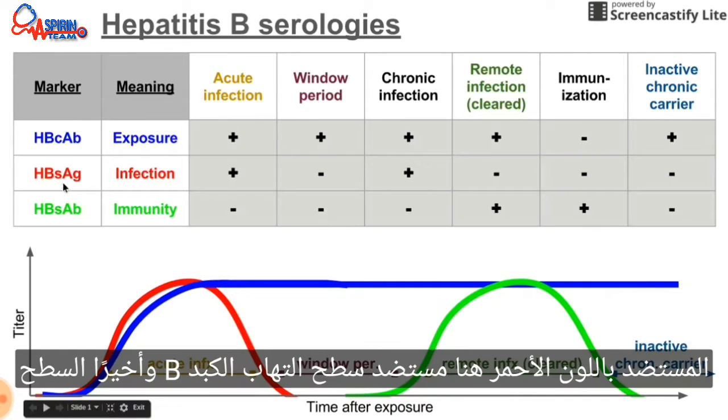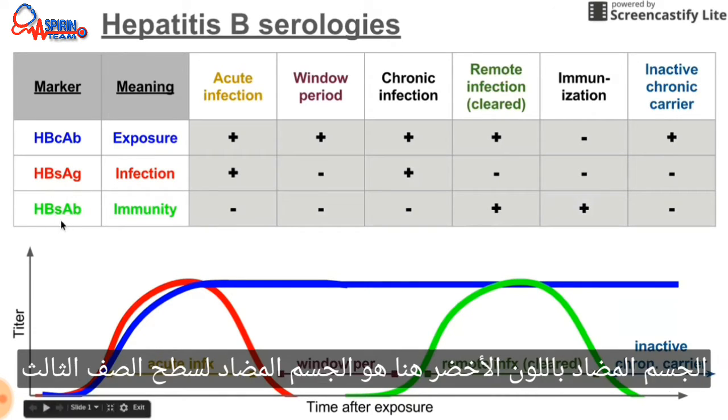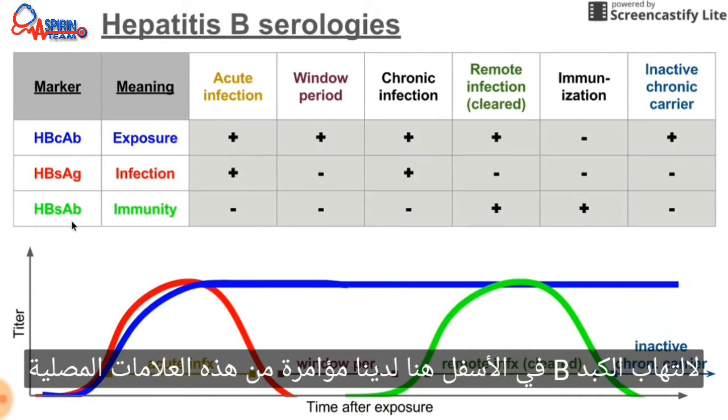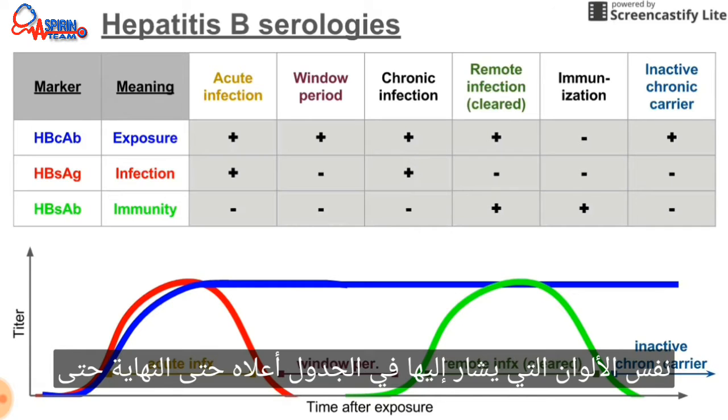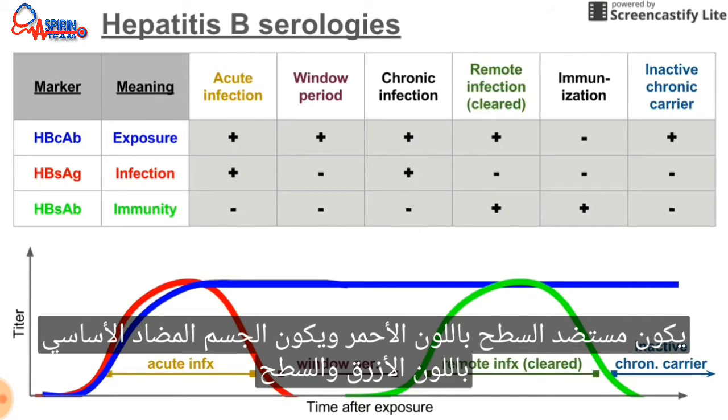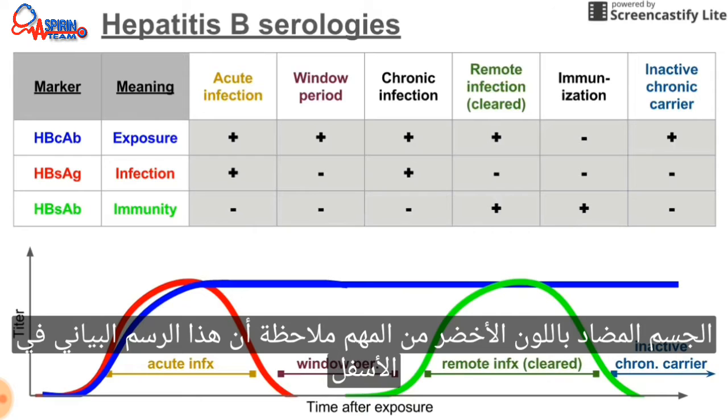Next is the surface antigen in red here, hepatitis B surface antigen, and lastly is the surface antibody in green here. That's the third row, surface antibody for hepatitis B. On the bottom here, we have a plot of these serological markers over time after a person is exposed. We have the 3 serologic markers in the same colors that they're indicated in the table above. So the surface antigen is in red, the core antibody is in blue, and the surface antibody is in green.